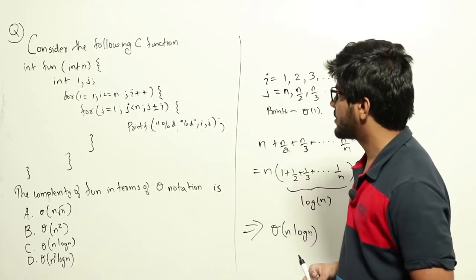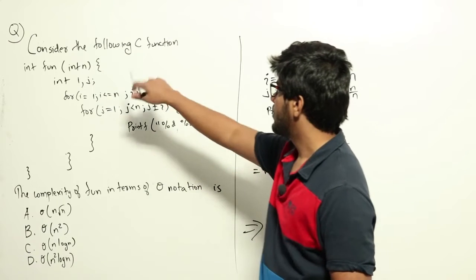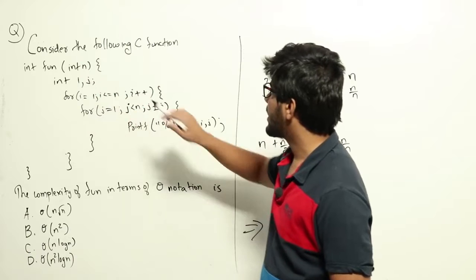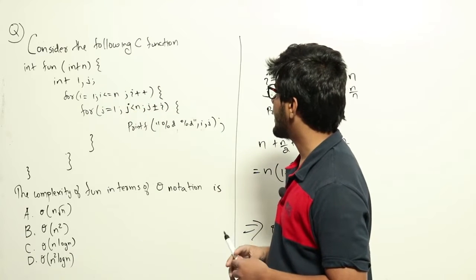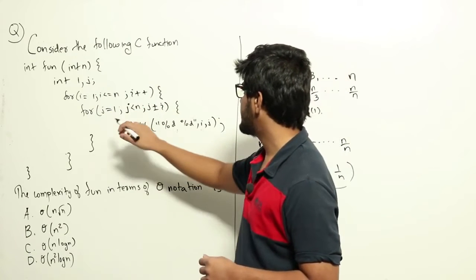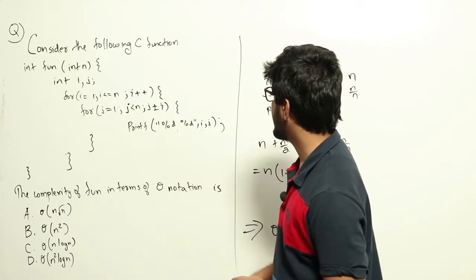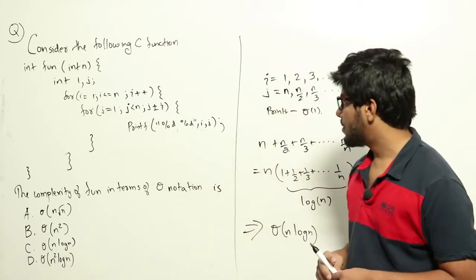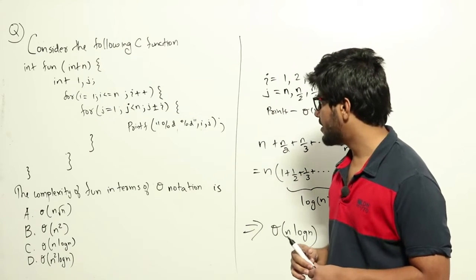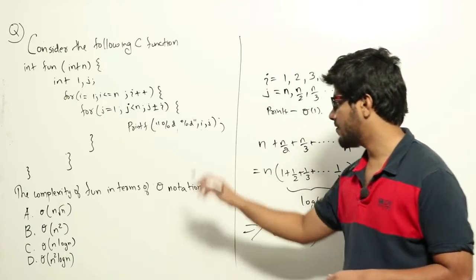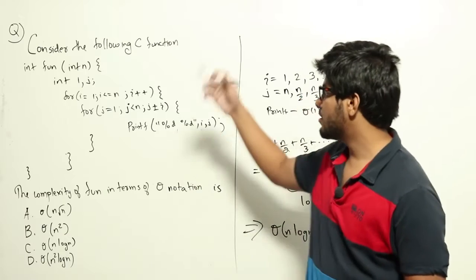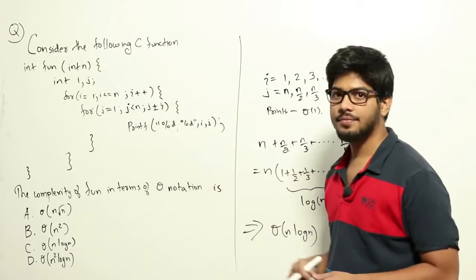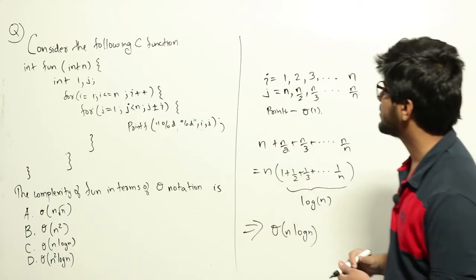Consider the following C function: int fun, parameter int n. The function is int i, j. For i equal to 1, i less than or equal to n, i plus plus. For j equal to 1, j less than n, j plus equal to i. Printf %d i j. The complexity of fun in terms of theta notation is, and we have been given 4 options. So we need to find out the time complexity of running this function with some n. Now let us see how to calculate that.